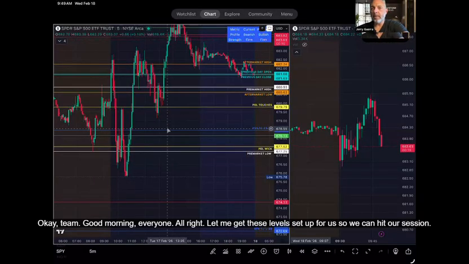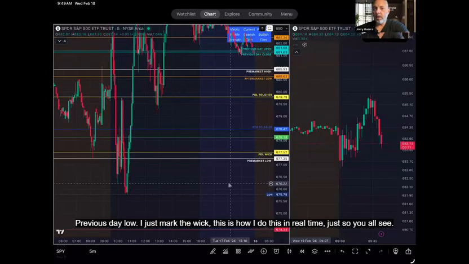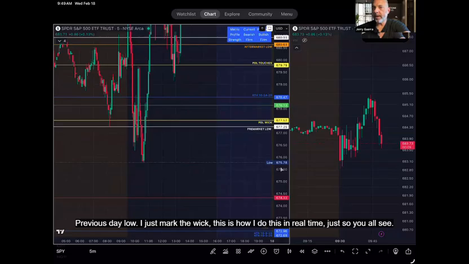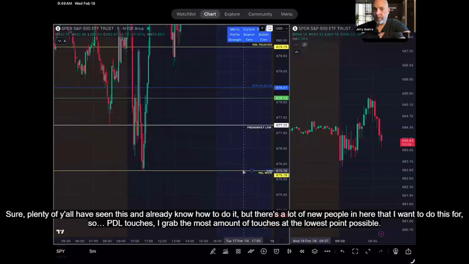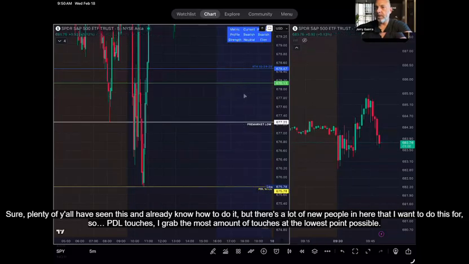All right, let me get these levels set up for us so we can hit our session. Previous day low, I just mark the wick. This is how I do this in real time, just so you all see. I'm sure plenty of y'all have seen this and already know how to do it, but there's a lot of new people in here that I want to do this for.